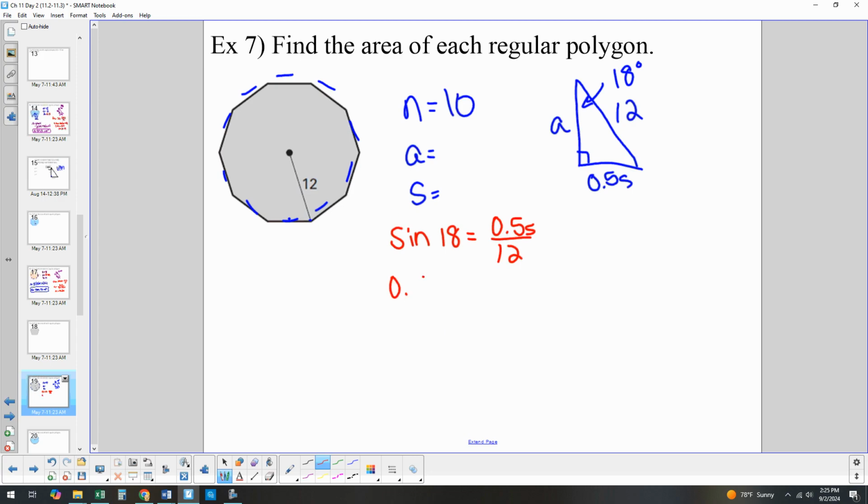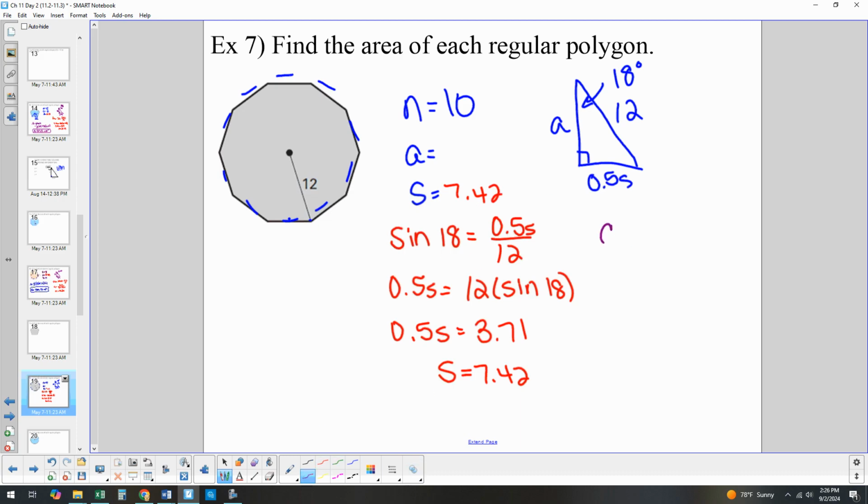So I'm going to end up saying 0.5s equals 12 times sine of 18. So 0.5s is really equal to 3.71. And when I divide by 0.5, I get 7.42. And now we're going to do cosine. So cosine 18 equals, now it's A over H, so a over 12. So a will really equal 12 times the cosine of 18, which is 11.41.